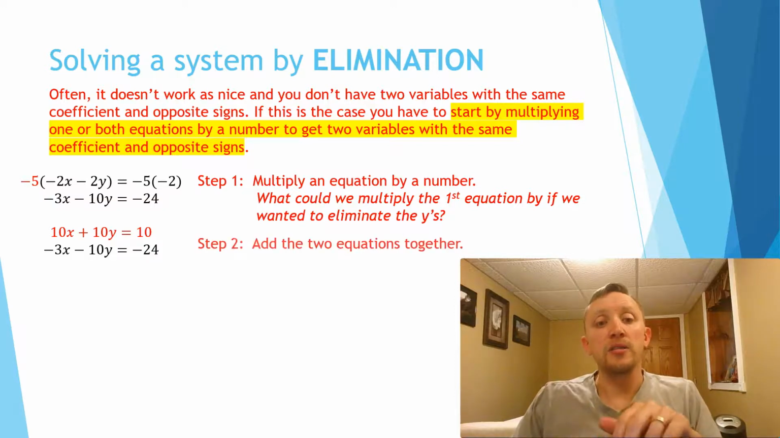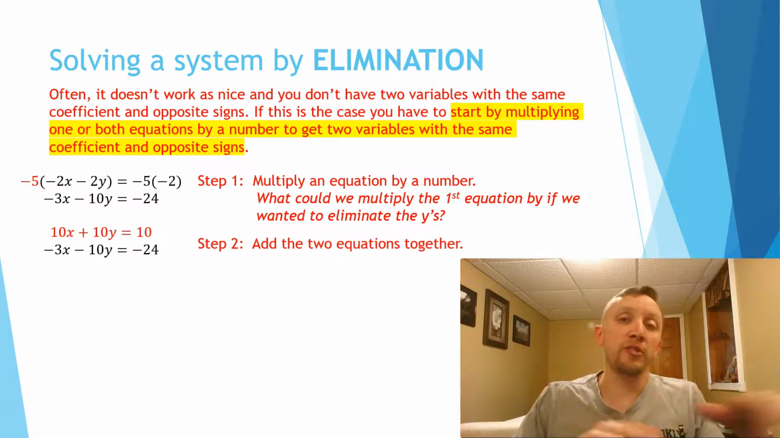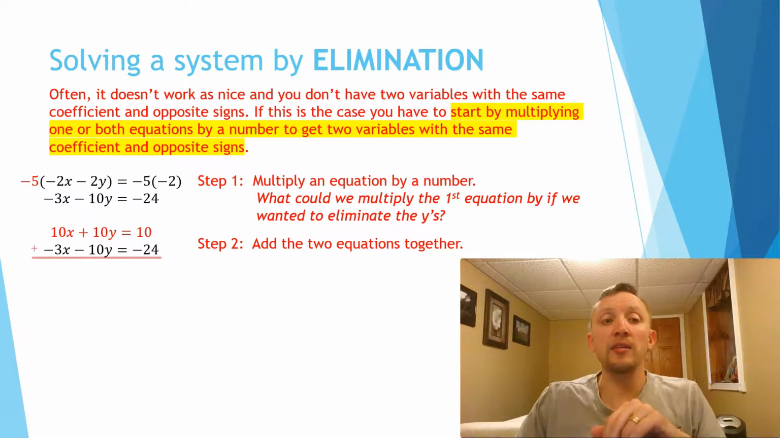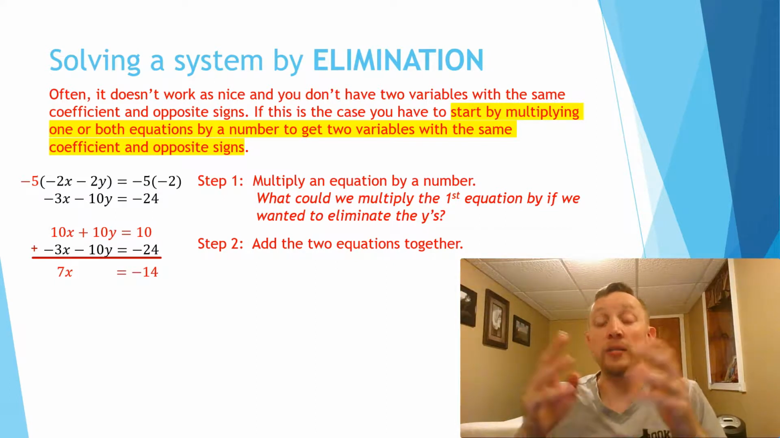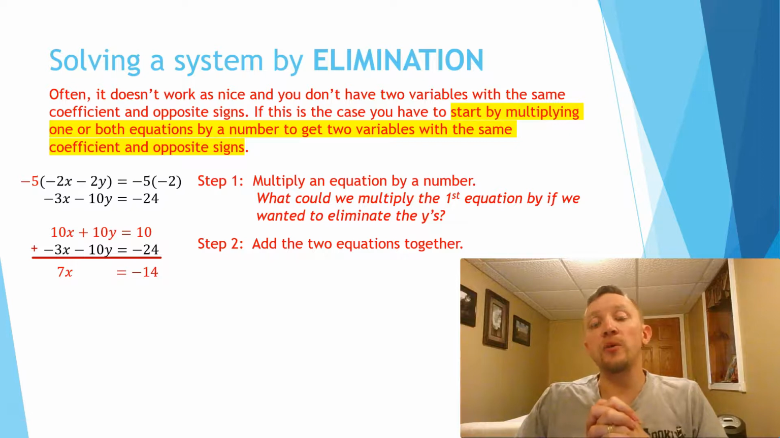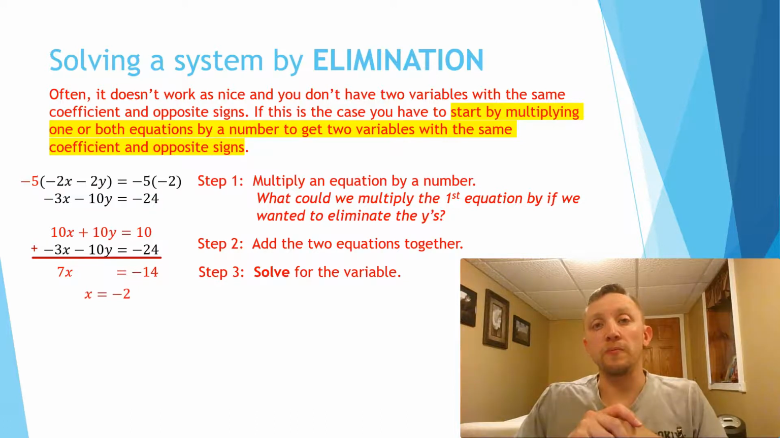Because then, our second step is going to be what our first step was in the previous example. We're just going to add these two together. When you add these two together, 10x plus negative 3x is going to be 7x, and the y's disappear because 10y minus 10y is nothing. And 10 take away 24 would be negative 14. And so now we just solve for x. So when we solve for x, we divide both sides by 7, and we get x equals negative 2.